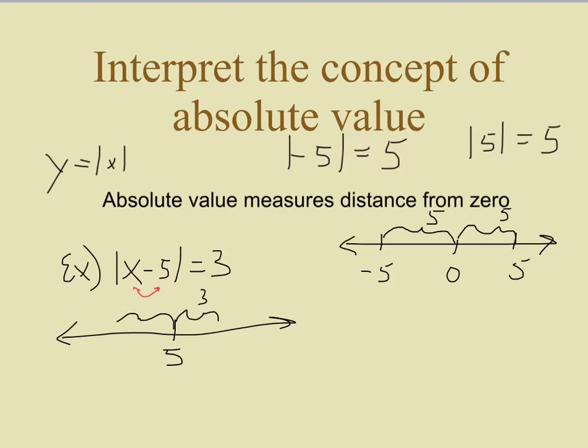Now, it doesn't matter what direction that distance is, because absolute value is just distance. It doesn't matter if it's distance in the positive or distance in the negative. So in this case, the number that is 3 away from 5 in the positive direction is 8, and the number that's 3 away from 5 in the negative direction is 2. And so I would write those as my two solutions.